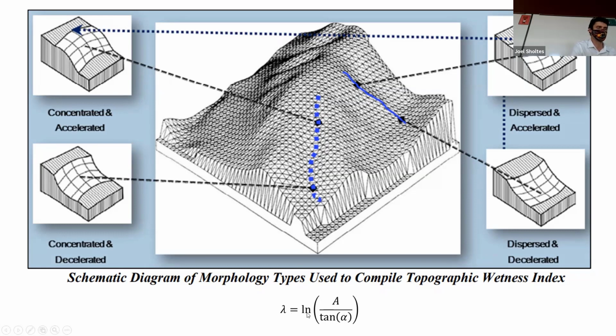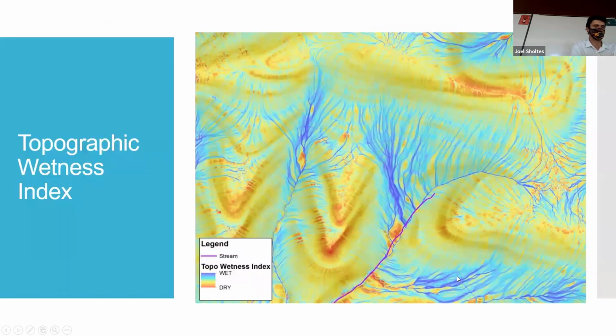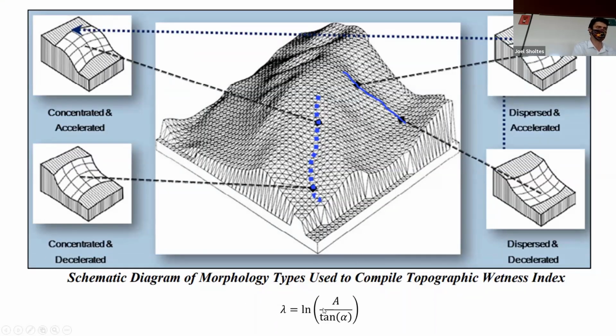And there's this metric, which is called the topographic wetness index. This metric is the natural log of the upslope area divided by the tangent of alpha, and alpha is the angle in that slope. And so you can use this to identify, are you going to be dispersing water in this kind of situation, or are you going to be concentrating water in this kind of situation?